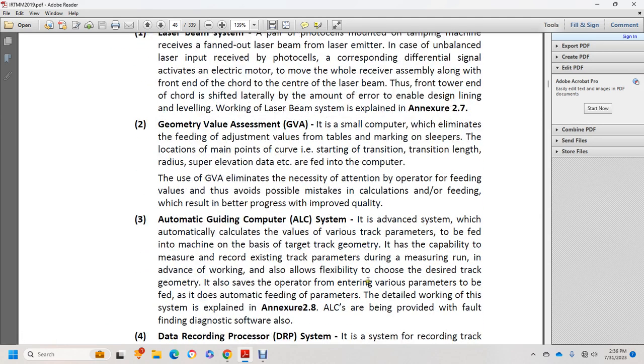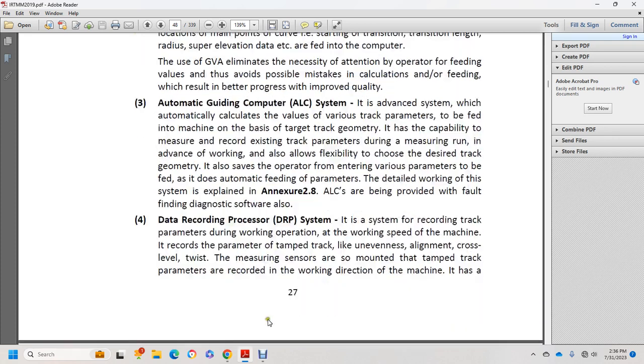The automatic guiding computer, or ALC, is an advanced system which automatically calculates the value of the various track parameters fed into the machine, the basic target track geometry. It has the capability of measuring and recording existing track parameters during the measuring run in advance of working, and also allows flexibility to achieve the desired track geometry. It also saves the operator from entering various parameters, as it does automatic feeding of parameters. Detail of working with the system design is in Annex 2A. The automatic guiding computer system is also provided with fault finding diagnostic software.